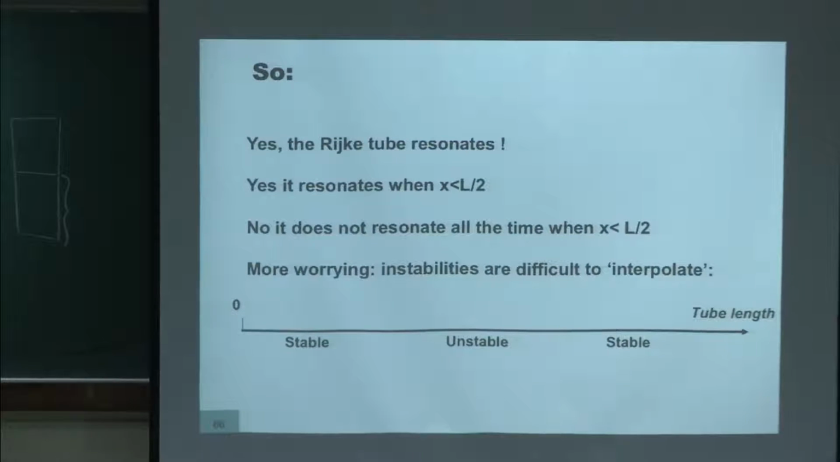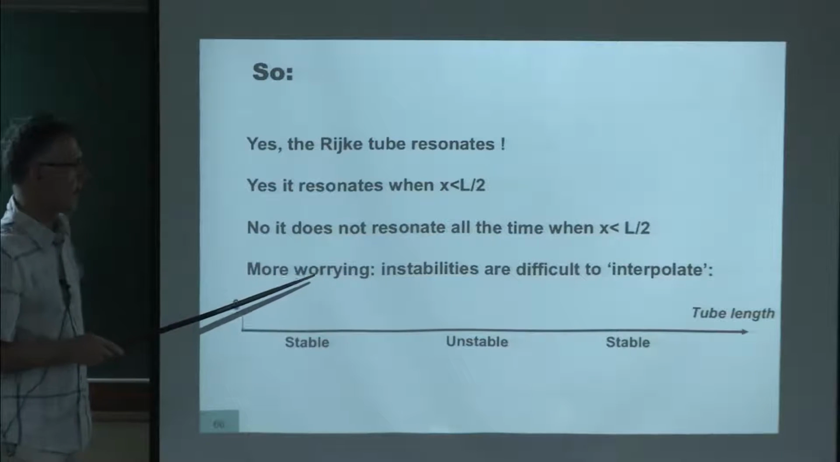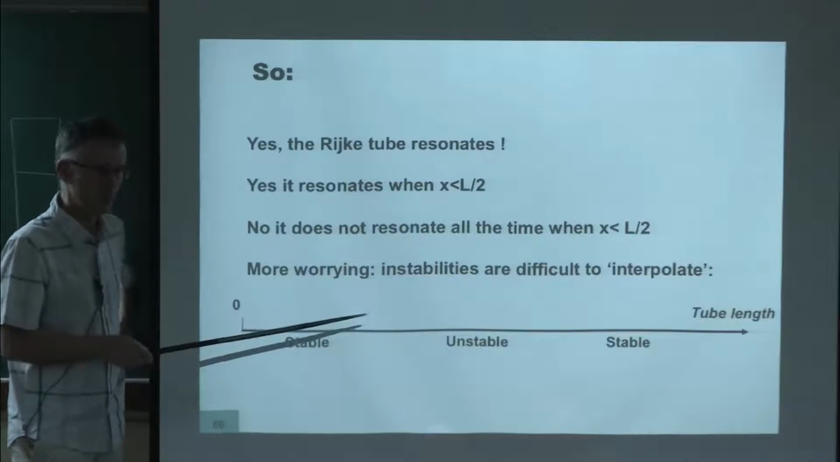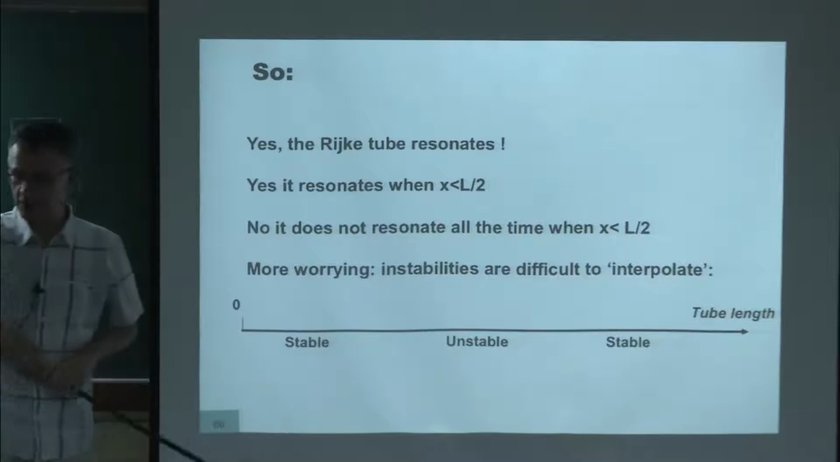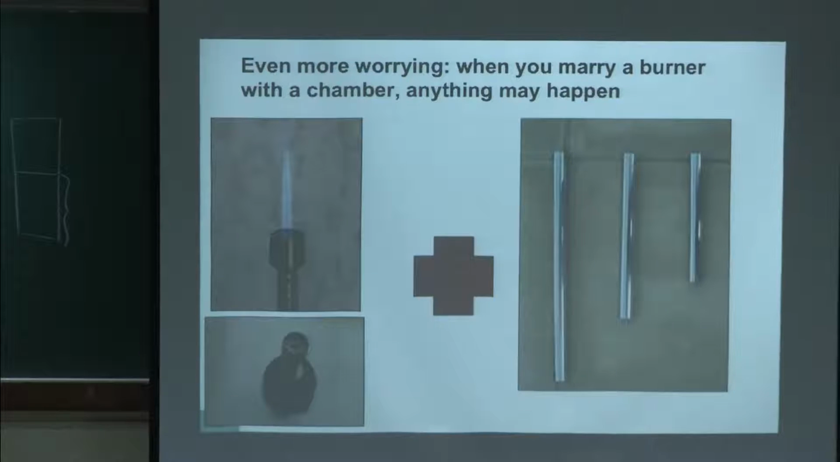So, yes, you can have the Rijke tube resonate, you can write conditions. The trick which is more interesting with these tubes is to show that instabilities are not linear in these things. You can have, as I've shown you, as a function of the length of the tube, zones which are stable and zones which are unstable.